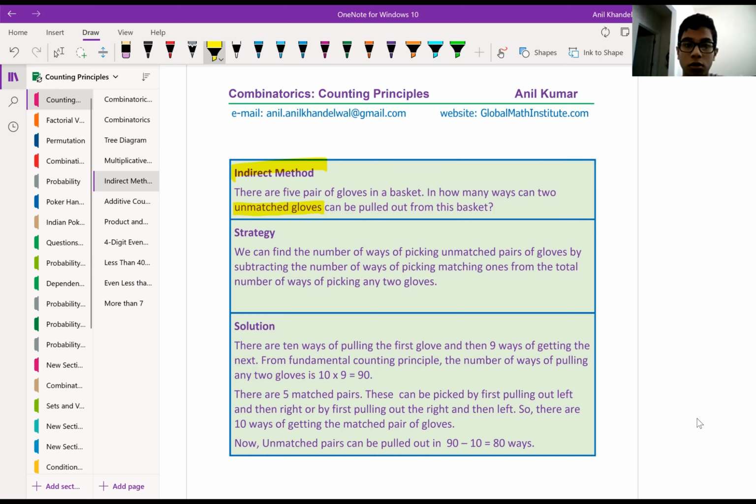So therefore, the strategy is we can find the number of ways of picking unmatched pairs of gloves by subtracting the number of ways of picking matching ones from the total number of ways. You get the idea. So there are gloves and we have 5 pairs. That means there are 10 gloves, right?